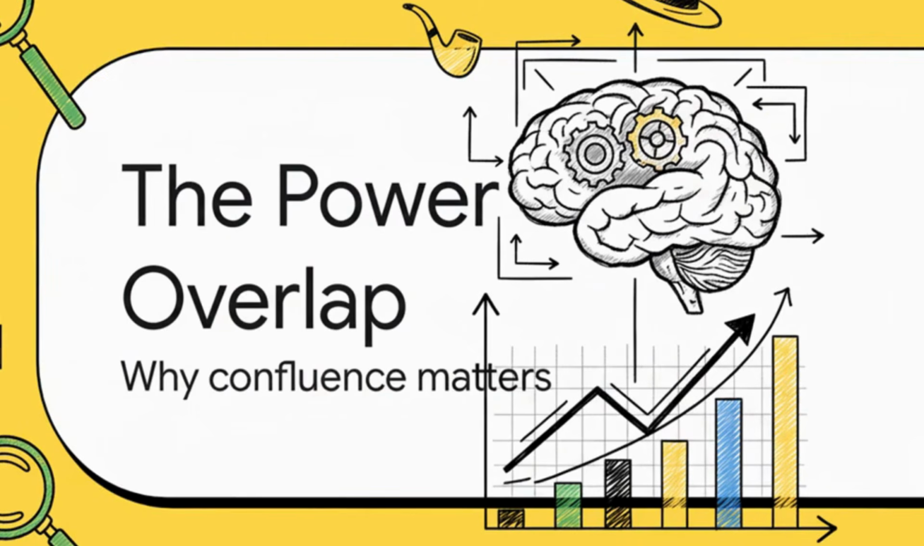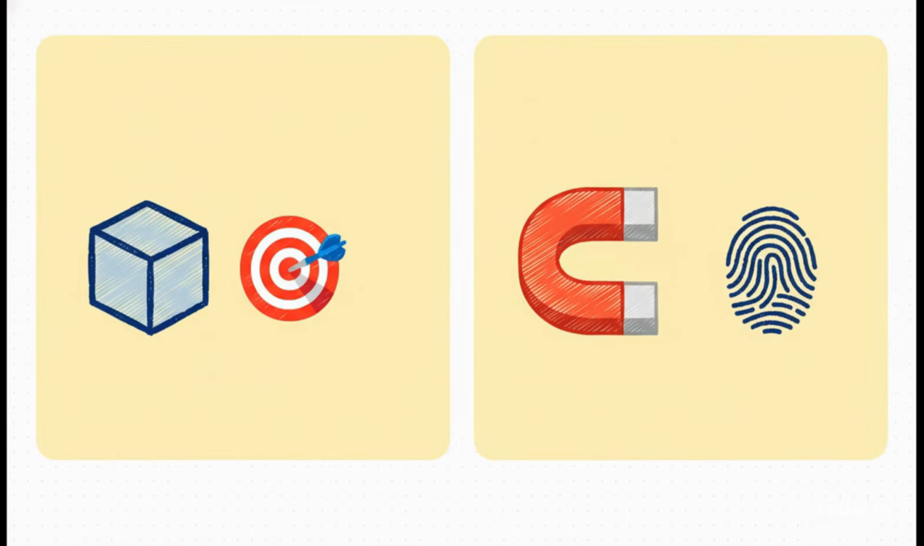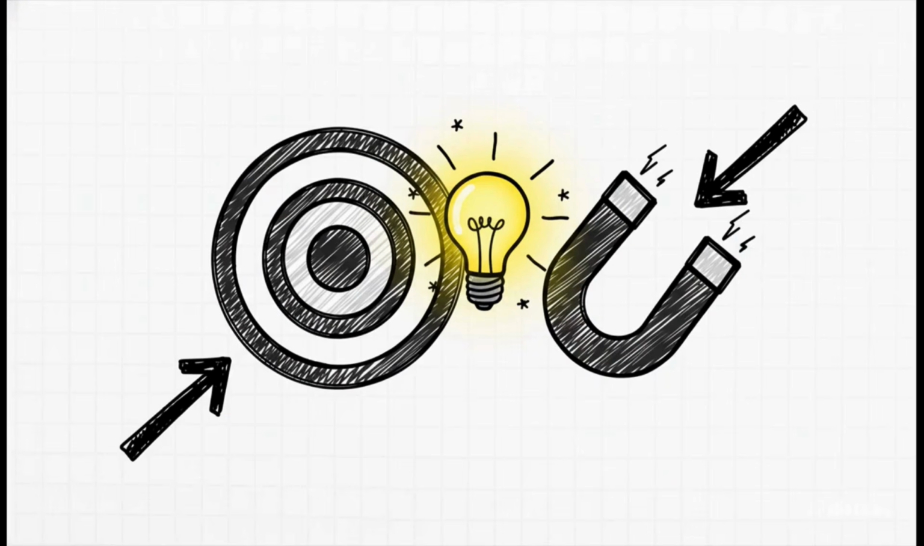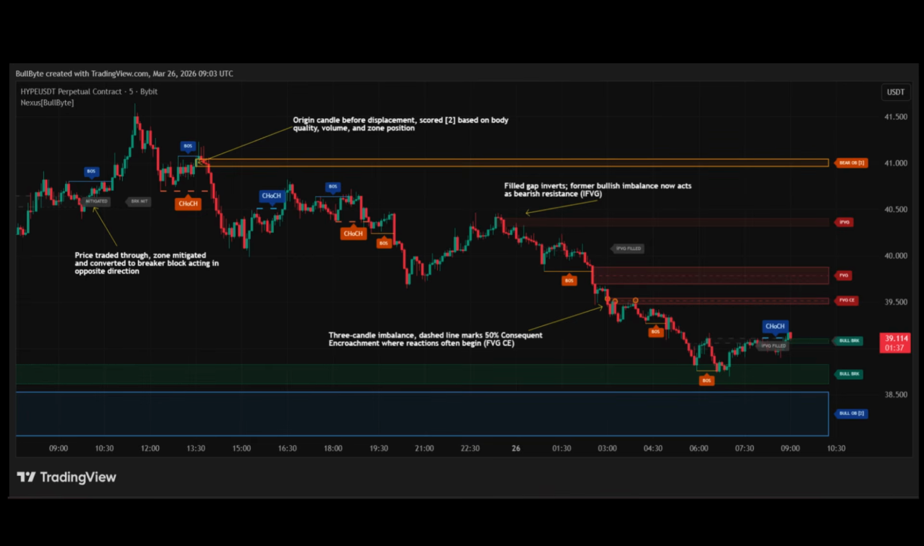When price fully fills the gap, it does not just disappear, it inverts. A bullish gap that has been completely filled now flips and acts as a resistance zone instead. These inverted FVGs are drawn with dotted borders and labeled clearly, so you always know exactly what you are looking at.